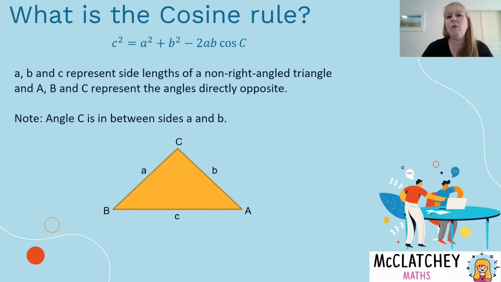Now, thinking about what this rule means. A, B and C represent side lengths, again, just like in the sine rule. And once again, it's a non-right angled triangle. Capital A, B and C represent those angles directly opposite the side that corresponds to it with the same letter. So angle C, you'll notice, is in between sides a and b, and that's going to be important later on when we apply the rule.